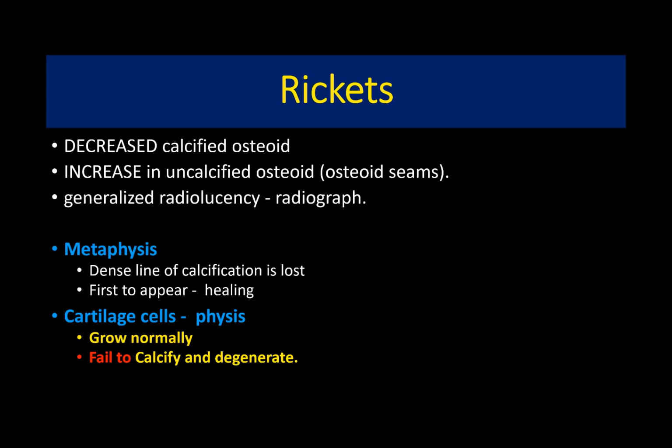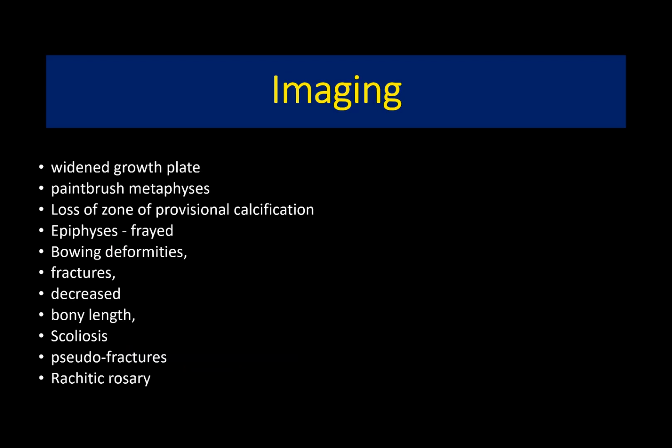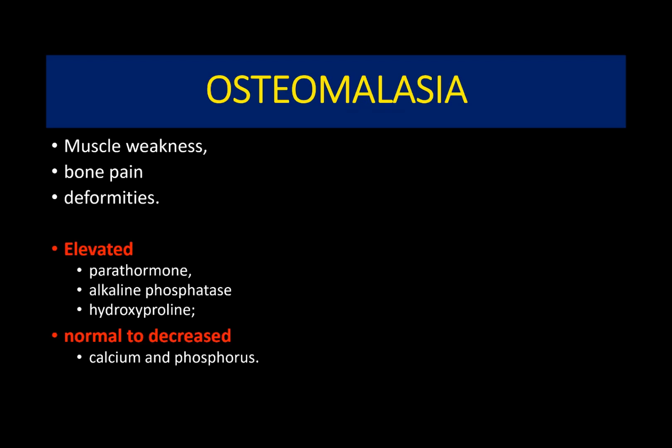As I told, the metaphysis is involved, and the provisional zone of calcification is lost. It's the first to reappear in healing. Cartilage cells in the physis are affected, so they fail to calcify and degenerate, because of which we get all the changes I mentioned: widening of the growth plate, paintbrush metaphysis, loss of the zone of calcification. The epiphysis can also be frayed; just as the metaphysis was taking all the pressure, even the epiphysis is weak because there is no calcification, and can undergo a little fraying. Then there are bowing deformity, fractures, decreased bony length, scoliosis, pseudofractures, the Looser zone, and the rachitic rosary.